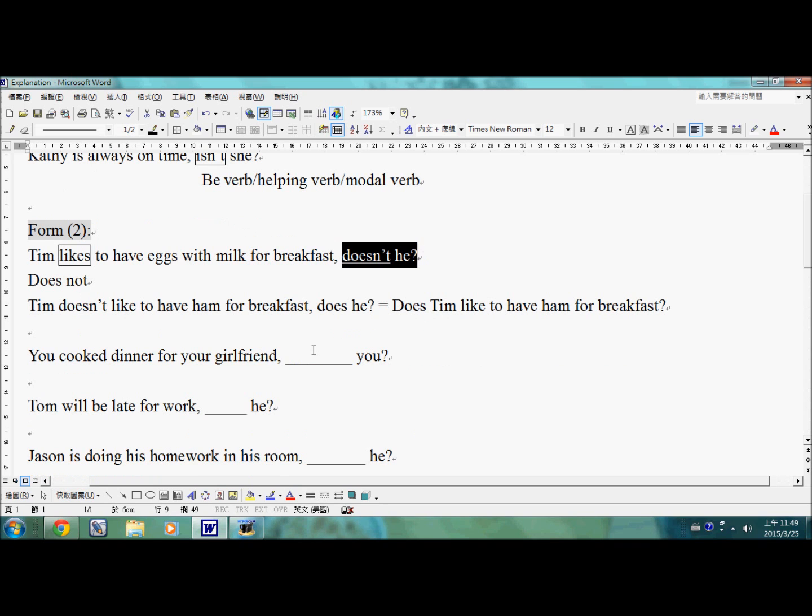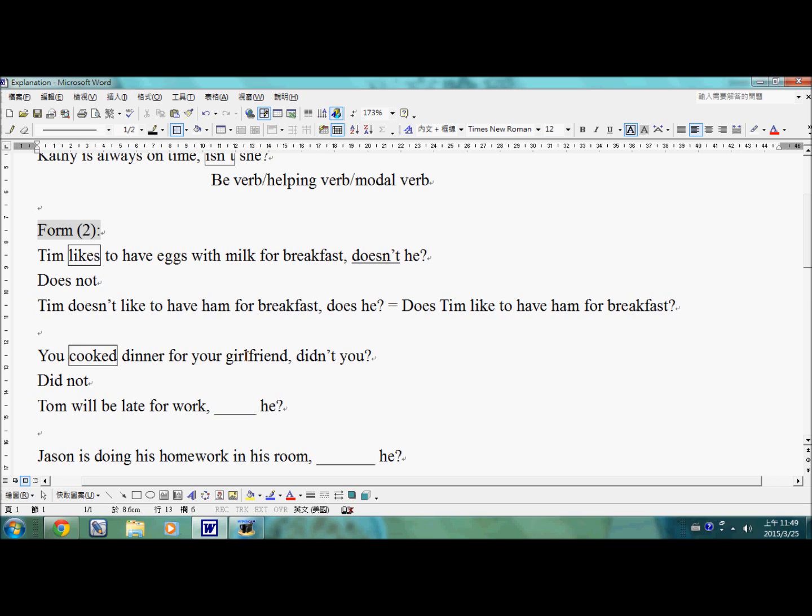Let's look at question number 2 over here. You cook dinner for your girlfriend. Now, you can see that this is past tense. A verb. We're going to need the help of a helping verb. The helping verb that we can use in the past tense is did. And positive statement, we need a negative question tag, so did not. But we always have to put it in the form of a contraction. So this is, didn't you? So, you cooked dinner for your girlfriend, didn't you?